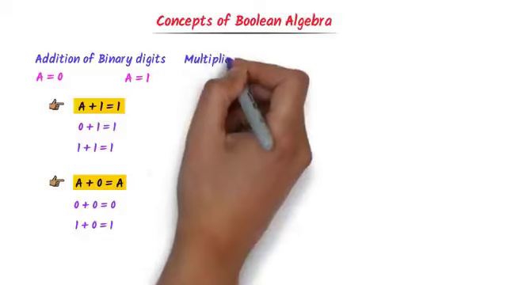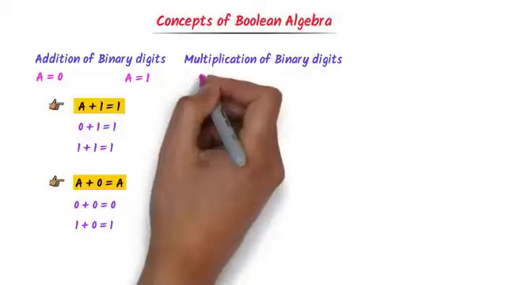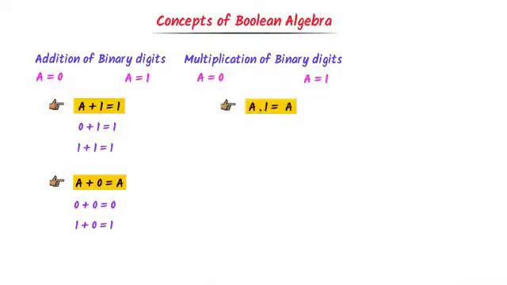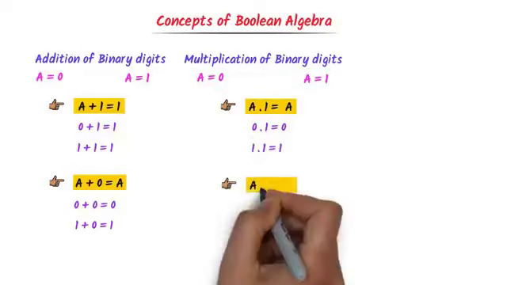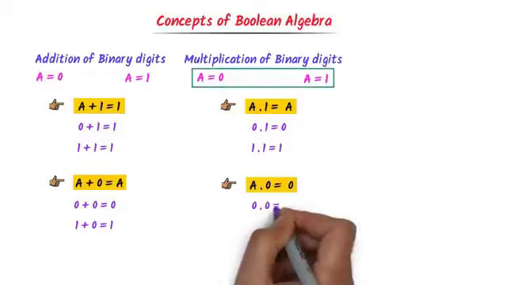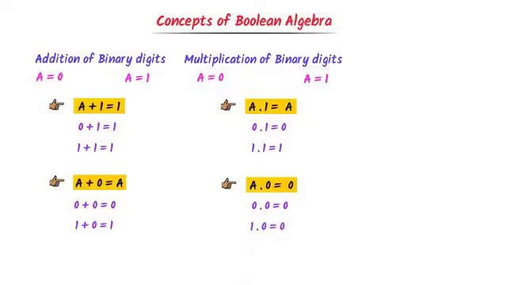Also, let me teach you the multiplication of binary digits. Let a equals 0 or a equals 1. Now a into 1 is equal to 1. So 0 into 1 is equal to 0 or 1 into 1 is equal to 1. Secondly, a into 0 is equal to 0. So 0 into 0 equals 0 or 1 into 0 equals 0. Hence addition and multiplication of binary digits are very simple.